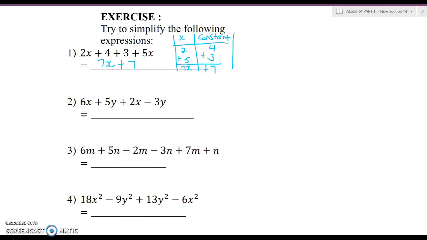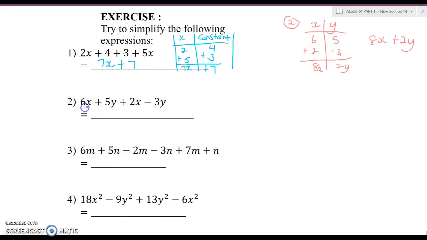The next one, number 2. So in number 2, we could use the table form here first if you like. So we have x and y, right? So one heading is x, one is y. I have 6x, so 6, and then I have 5y, so I put the 5 under the y. Then I have 2x, so plus 2x, and then minus 3y, so minus 3. Let's work that out. 6 plus 2 is 8. 5 take away 3 is 2. So this is 8x and 2y. So my final answer is 8x plus 2y.